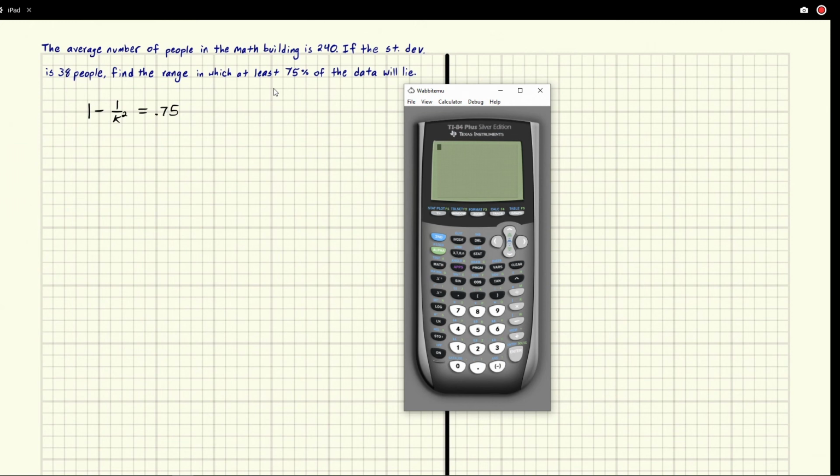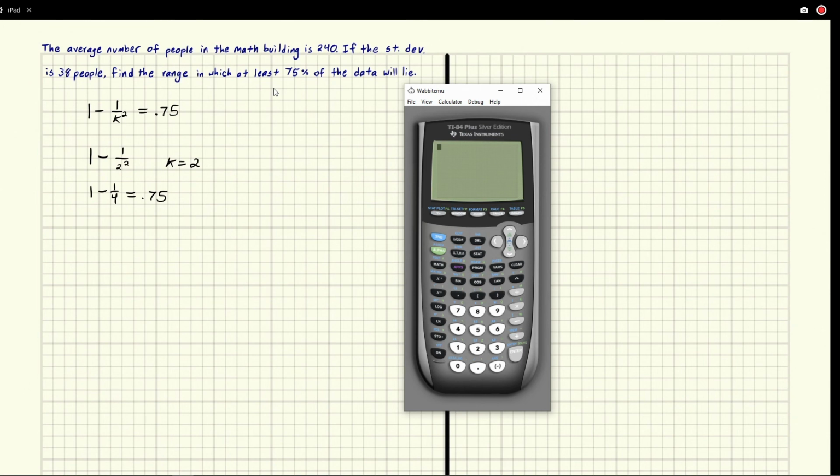Now this is a very common case, so this isn't one you necessarily need to solve. It's pretty well known that if you choose 2, that's going to be 1 over 2 squared, and 1 over 2 squared is 1 minus 1 over 4, and 1 minus a quarter is 75%. So we see here that k is 2, so we need 2 standard deviations away from the mean.